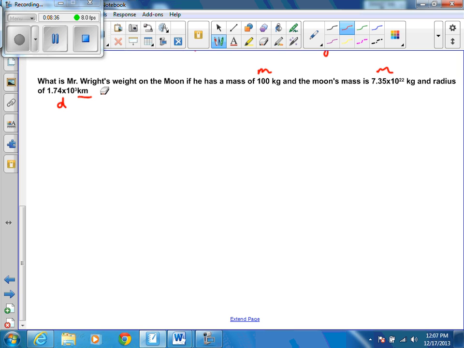Very good. It's in kilometers. So what do you have to change this to? So that's 1.74, not times 10 to the third. It's 10 to the sixth, because there's 1,000 meters in every kilometer. So you just add 3 zeros or you add the exponent of 3. So that gives you meters here, not kilometers. So let's plug everything into the formula.